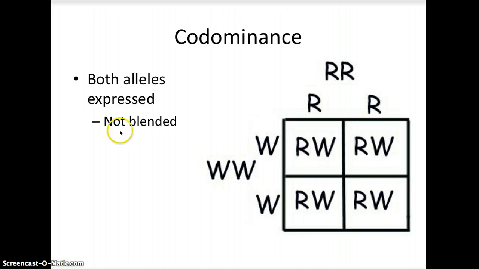So both alleles are being expressed, it's not blended, and codominance is what you would end up with if you started with, like we just saw, a red cow and a white bull. You would end up with all roan individuals as the offspring. It would be 100% probability that you get a roan, a combination of the red and the white fur in the cow, in the hairs of the cow.